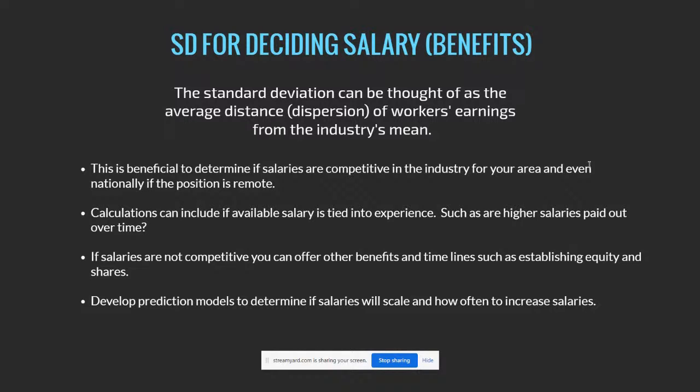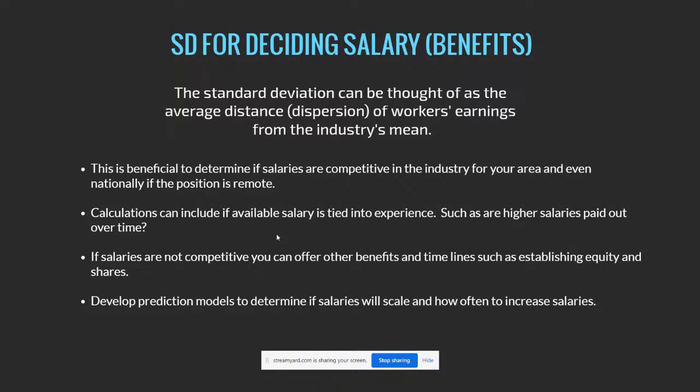This is beneficial to determine if salaries are competitive in the industry for your area and even nationally if the position is remote. Calculations can include if available salary is tied into experience, such as are higher salaries paid out over time. I actually have a case study in regards to this where it goes more into depth, where higher salaries are tied into years of experience or how long a particular individual worked at a company.